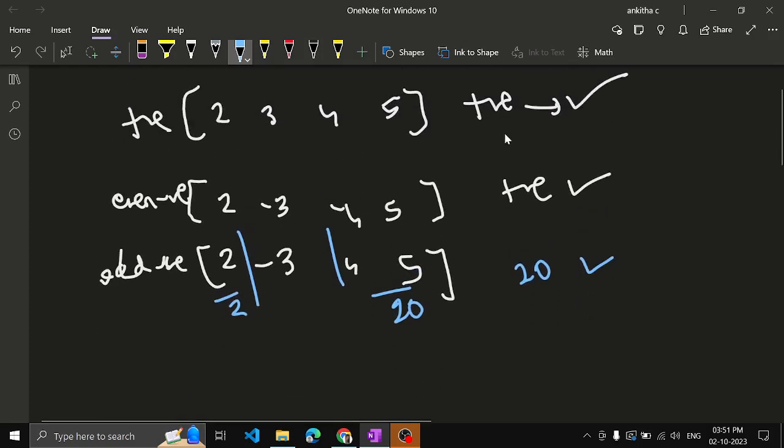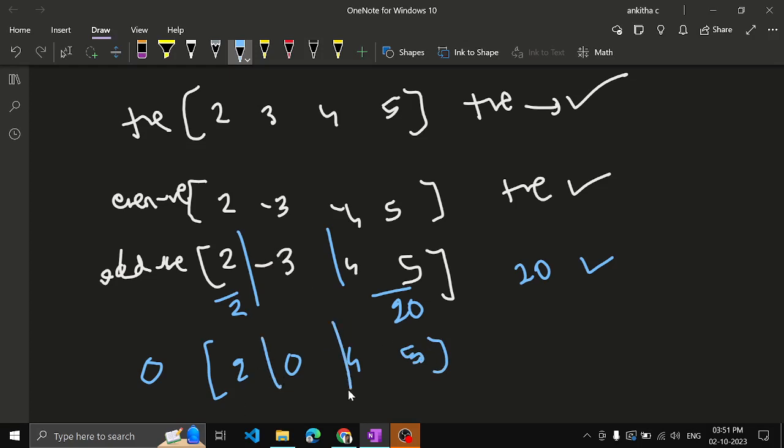The last case: positive, negative, or 0. What if we have 0? If 2, 0, 4, 5, let's say, if we have 0, again it is the same as negative. So split, because if you found any 0 in the array and multiply any number with 0, the product will become 0. So you have to take care of this condition also. So here 2, here 4, 5 is 20. Again, 20 is the answer.